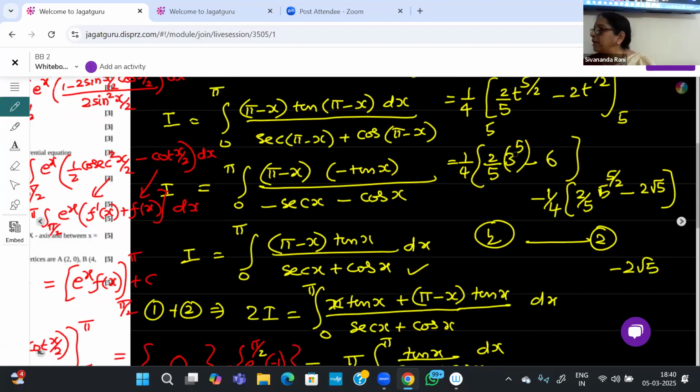And this one will be 3 power 5. 3 power 5 is 243. 243. So 243. 486 by 20 minus 3 by 2. Somewhat like this. Did anyone get anything like this?